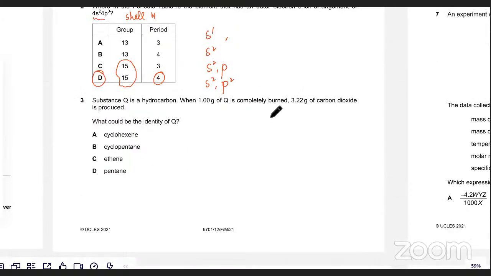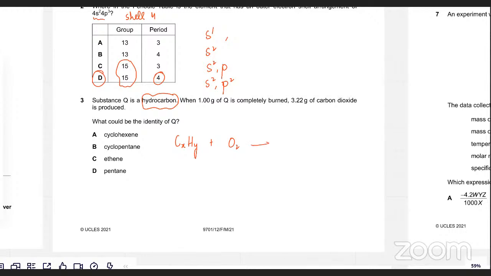That's next question. Next question is substance Q is a hydrocarbon. So when 1 gram of Q is completely burned, 3.22 grams of carbon dioxide is produced. So what could be the identity of Q? It's a combustion analysis question. It's a hydrocarbon, we know that. So that means there's going to be carbon and hydrogen atoms only. Now you're burning this hydrocarbon. We don't know how many carbons and we don't know how many hydrogens it has, right? So we're not sure about that.